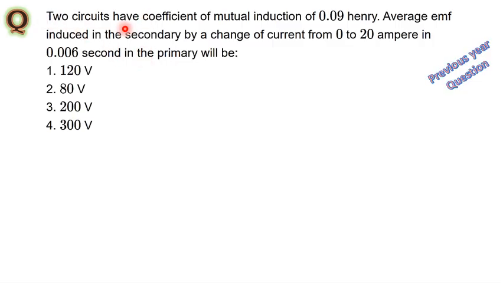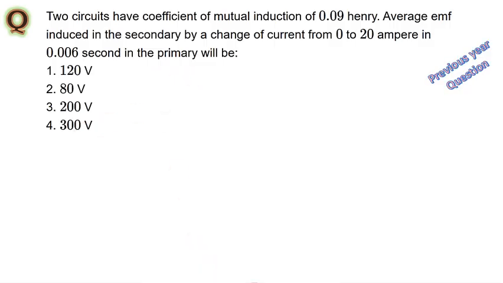Two circuits having coefficient of mutual induction. So the mutual induction M value they have given. Average EMF induced in the secondary coil by changing the current in the primary, so from 0 to 20 ampere, and the changing time is 0.06 second. Now, what they are asking in this case is the induced EMF.